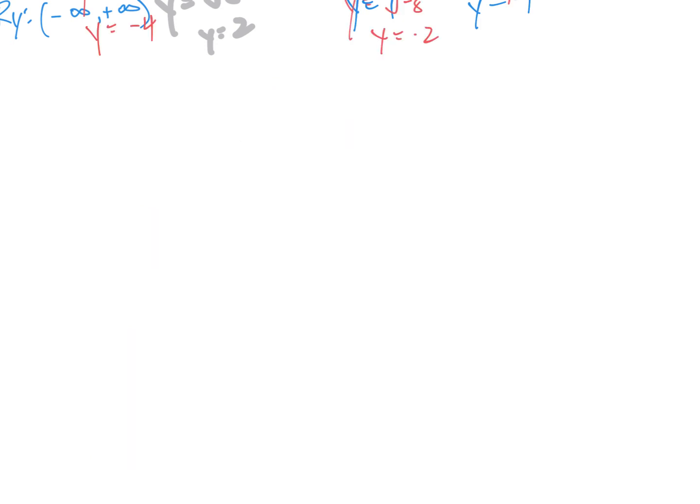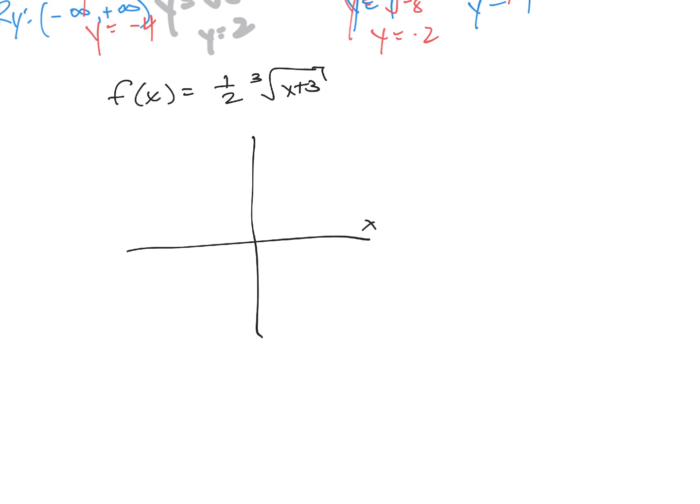Okay, so the next one that I'm going to do is we're going to have actually a number inside, and we'll change the slope a little too. So let's say I have 1/2, and we have the cube root of x plus 3. So I'm going to have this graph.